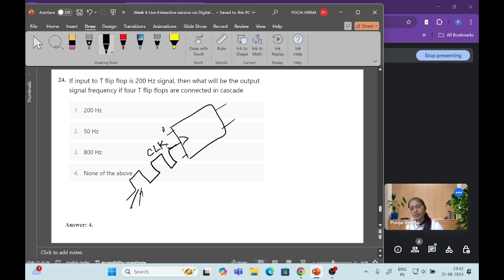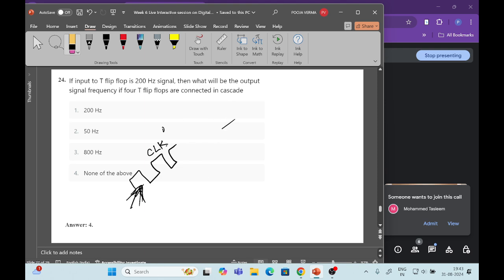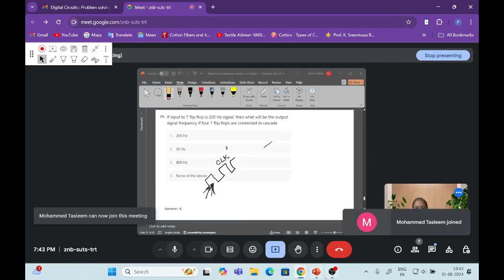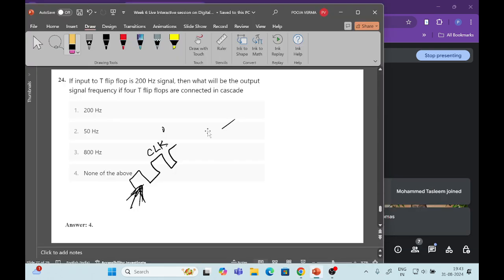If we go deeper, then we will be able to know what this frequency is here. This question is related to this clock frequency, and in flip-flops it is also a considerable topic: when the frequency changes, what will be the output frequency? Questions will be asked on that also. Okay, so we will solve this question.